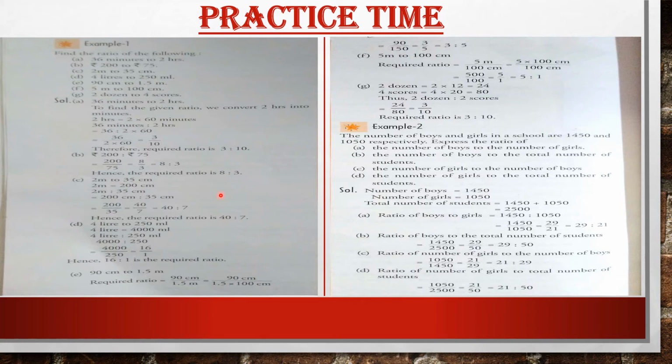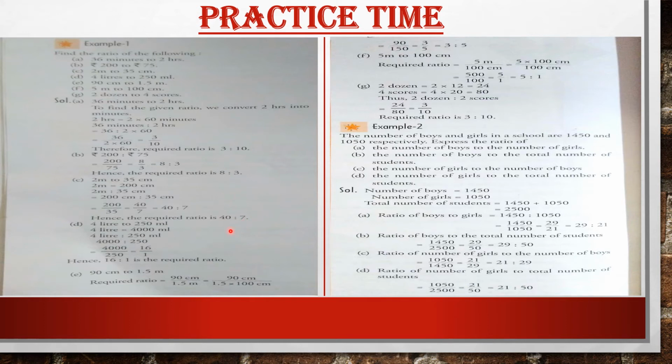Find the simplest form of 200 by 35. HCF of 200 and 35 is 5. So divide both numerator and denominator by 5. We get 200 divided by 5 over 35 divided by 5 equals 40 by 7. Hence our required ratio is 40:7.